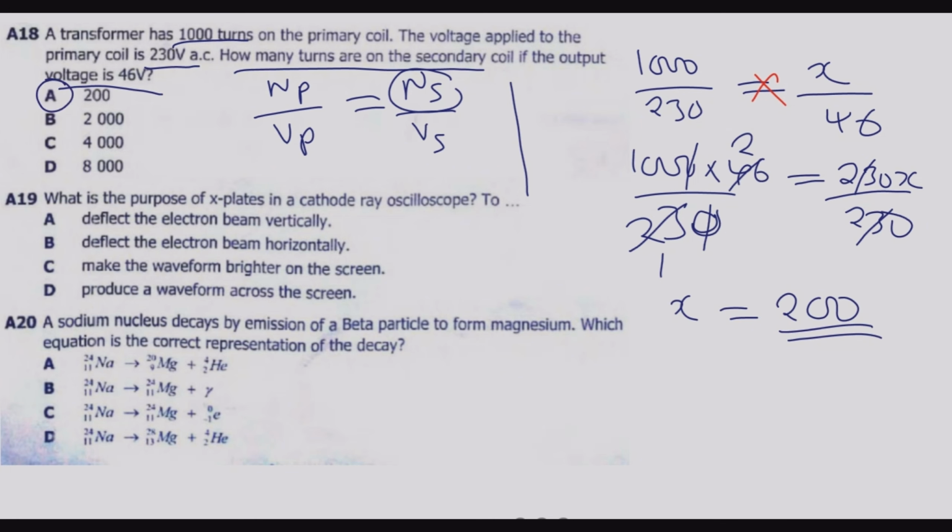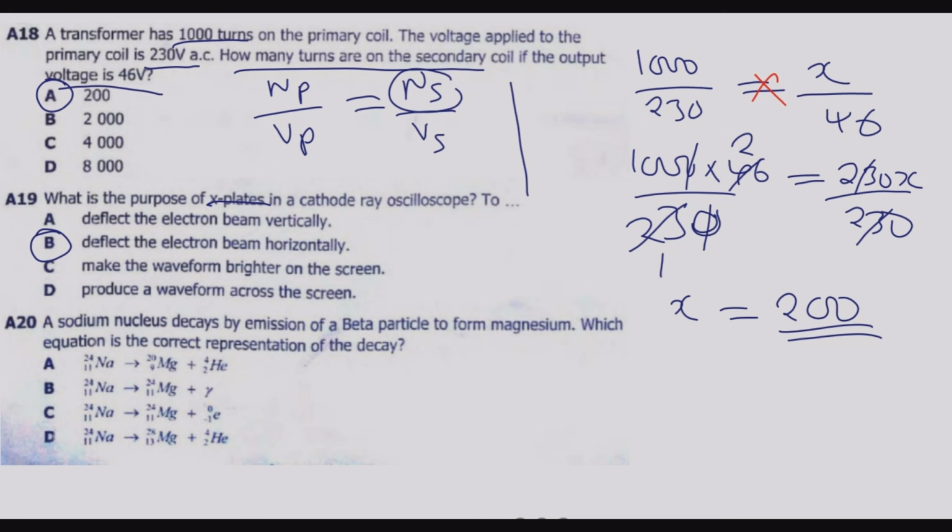We look at question 19. What is the purpose of X plates in the cathode ray oscilloscope? Remember the X plates are the ones that are horizontal. So we notice that is to deflect electrons horizontally. Remember this is horizontally. Then vertically is the Y plates. So this one is straightforward, which is B.